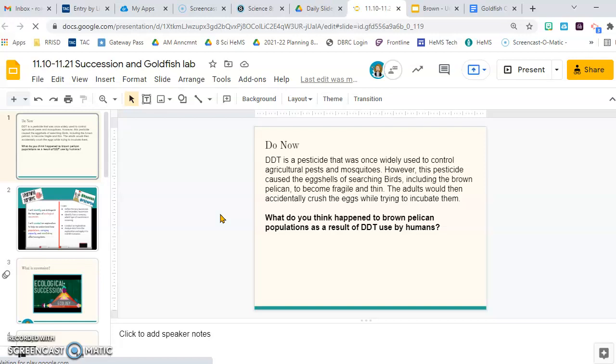So our Do Now is: DDT is a pesticide that was once widely used to control agricultural pests and mosquitoes. However, this pesticide caused the eggshells of birds, including the brown pelican, to become fragile and thin. The adults would then accidentally crush the eggs while trying to incubate them. What do you think happened in the brown pelican populations as a result of the DDT use by humans?